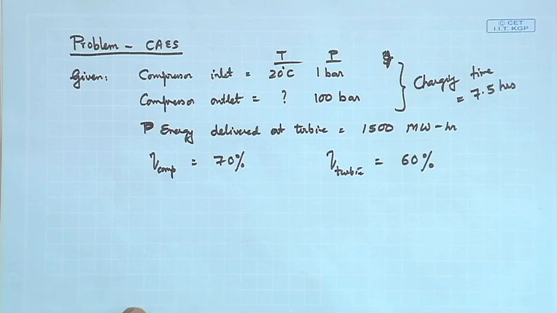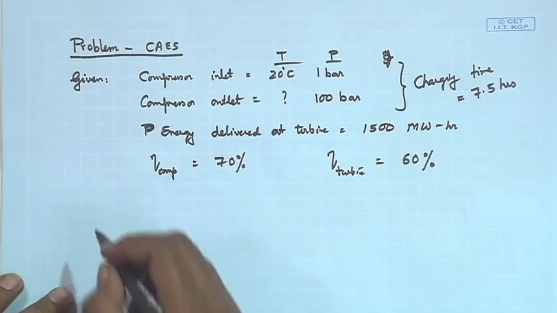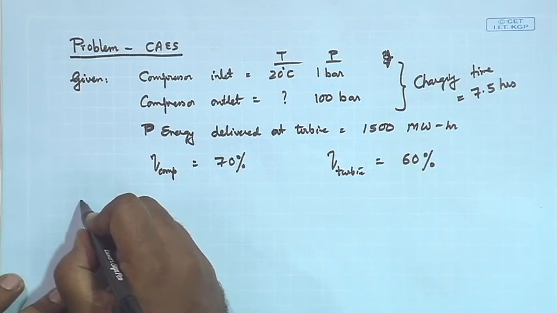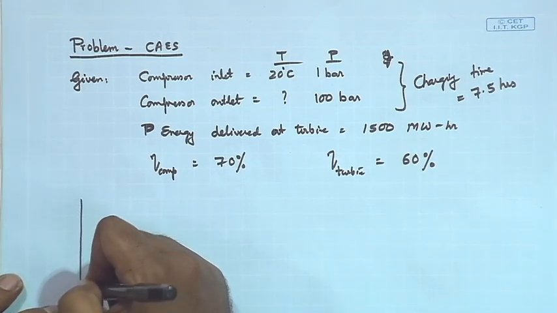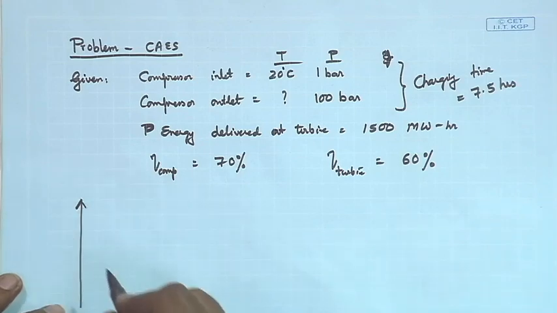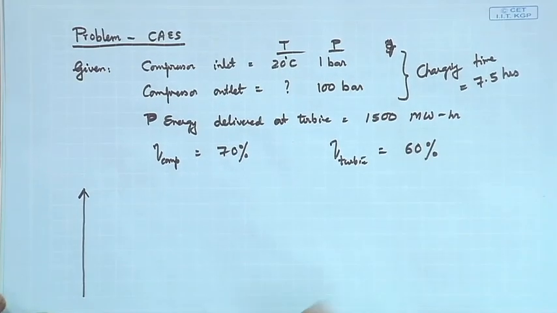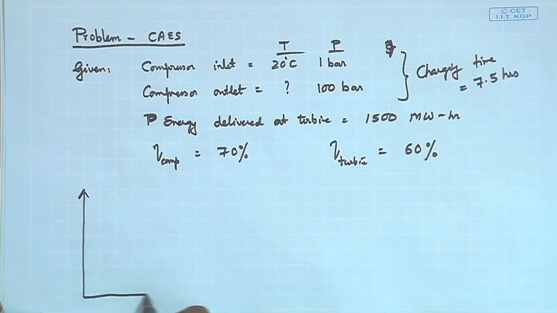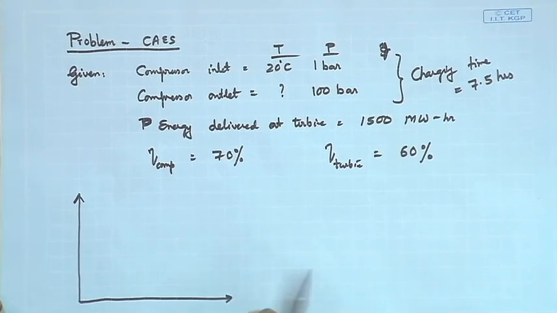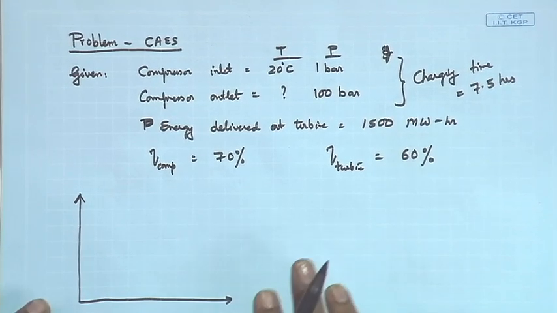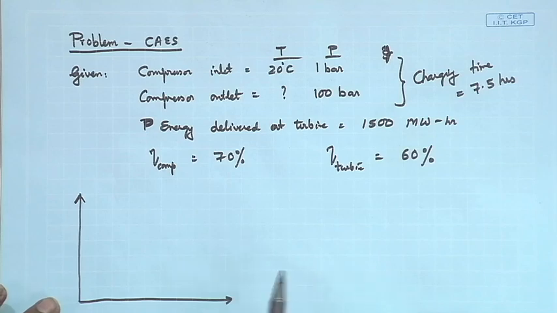With these conditions, what we have to do is solve this problem. Instead of going into the details of calculations, we are going to focus more on the steps. How do we systematically solve a problem like this? This is compressed air energy storage, and the first thing that is given is a compressor. What is happening in the compressor? Now, recall what happens in the compressor.